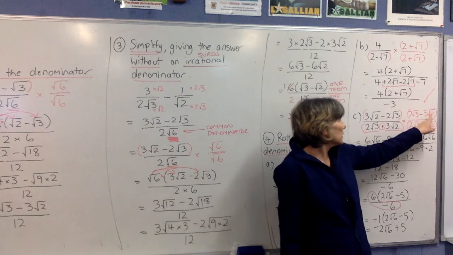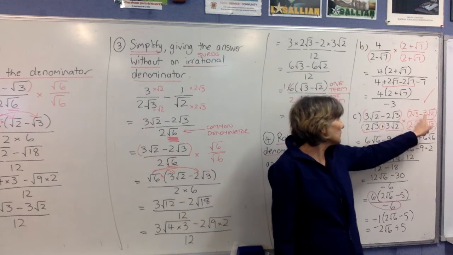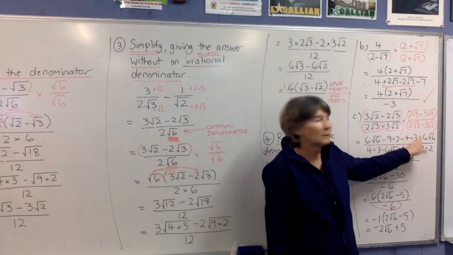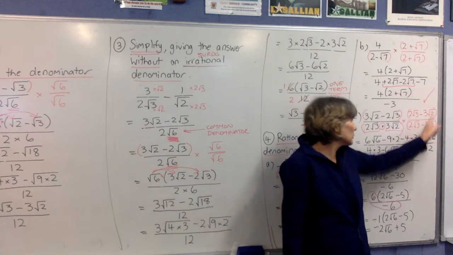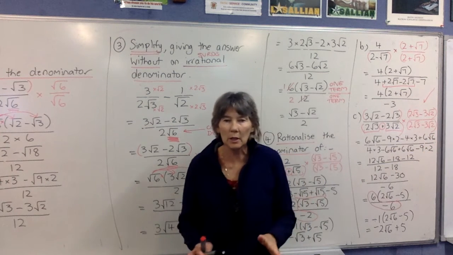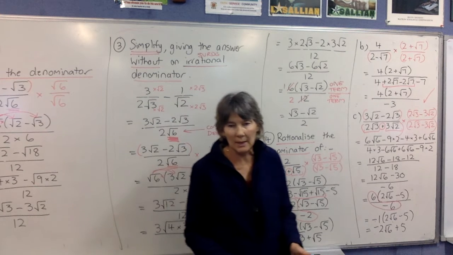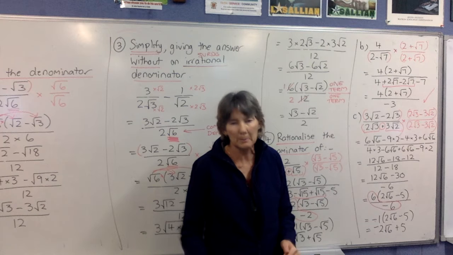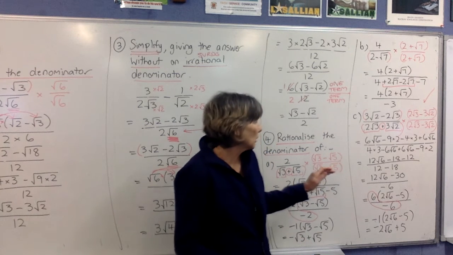Minus 2 root 3 times minus 3 root 2. Be careful. Minus times a minus gives you a plus. 2 times 3 is 6. Root 3 times root 2 is root 6. Do it slowly, do it carefully. It's really hard to spot mistakes in this work. If you make mistakes and then come back and try and find it, just do it carefully the first time.